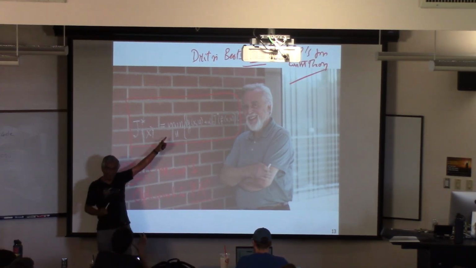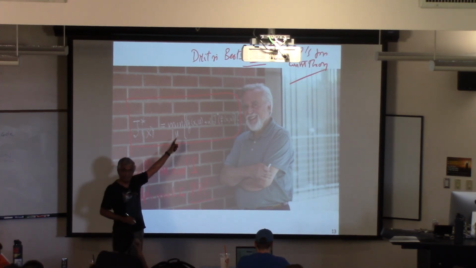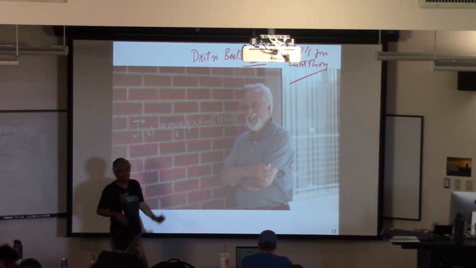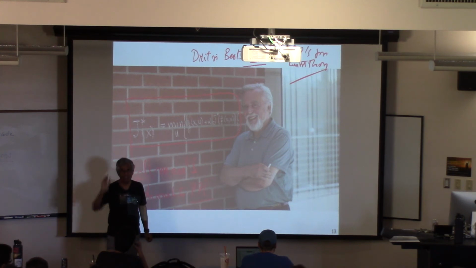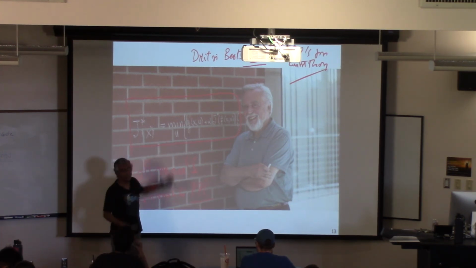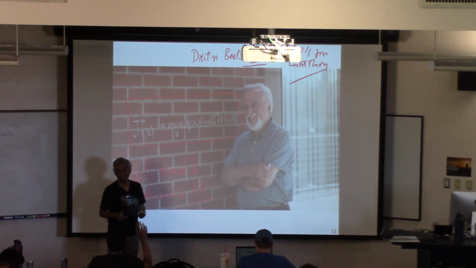You will see the same equation next class, with V star instead of J, and max instead of min, because for rewards you want to maximize instead of minimize.